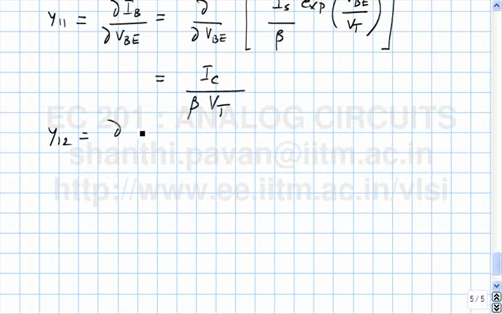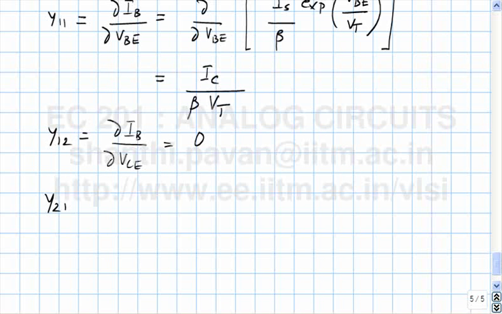What is Y12? Y12 is ∂IB by ∂VCE, which is 0. IB is a fraction of IC. IC doesn't depend on VCE because it's flat in the active region. So please note that I am finding the incremental equivalent circuit for the active region, where the collector current is independent of the collector emitter voltage.